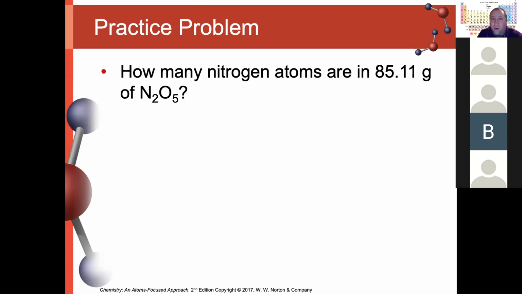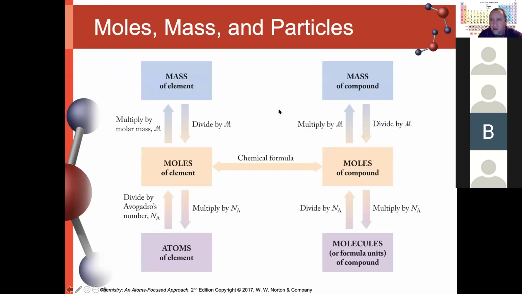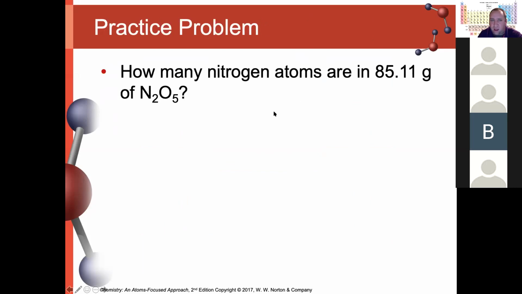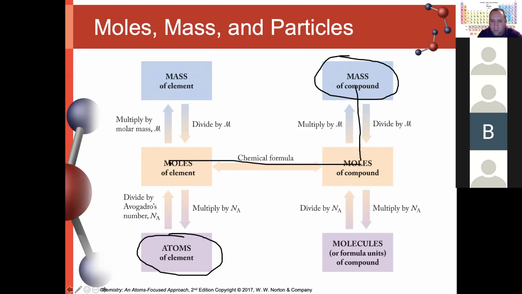Now, again, the way to organize this would be to go back here and look at, okay, I'm starting with a mass of a compound, and I want to take it all the way to atoms of an element. So there are a couple of steps that I have to go through. Each one of these line segments represents an individual calculation that I'm going to have to do.